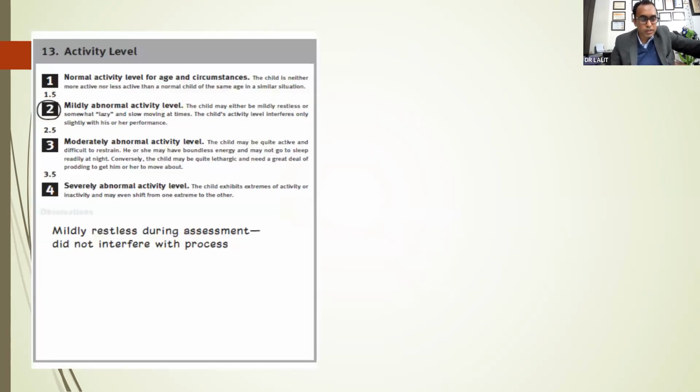So mildly restless during assessment, this is the observation, and did not interfere with the process. So it's a score of 2. That means mildly abnormal activity level was there. The child might be a little restless or somewhat lazy and slow moving at times, but the activity level does not interfere majorly with the performance. So that is why a score of 2 has been given.